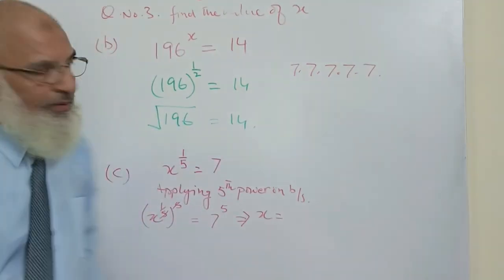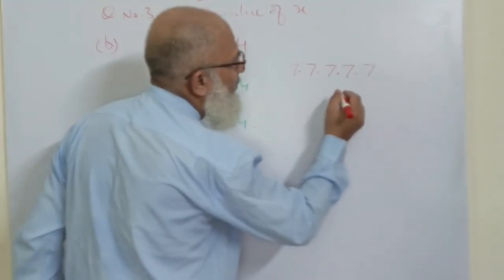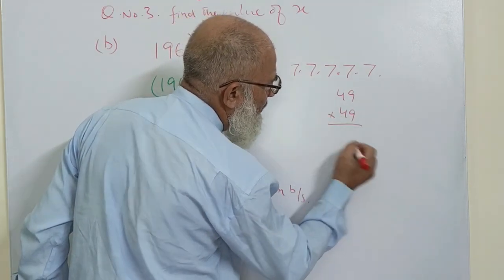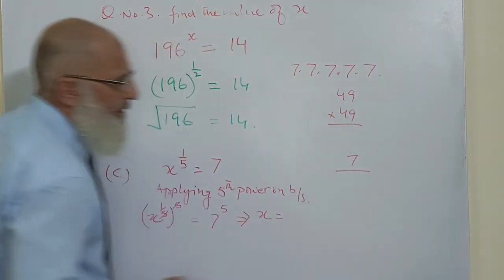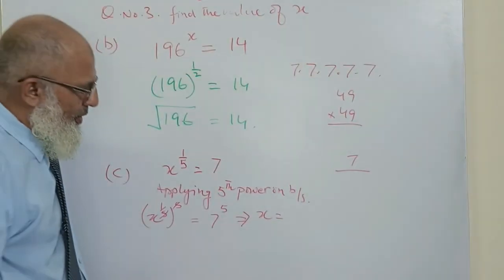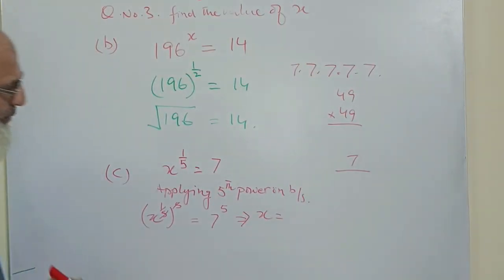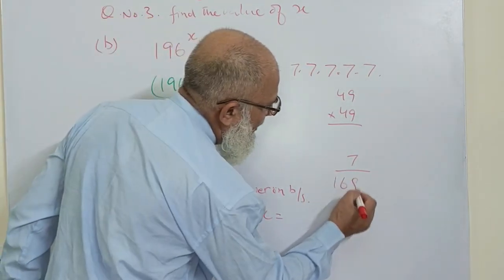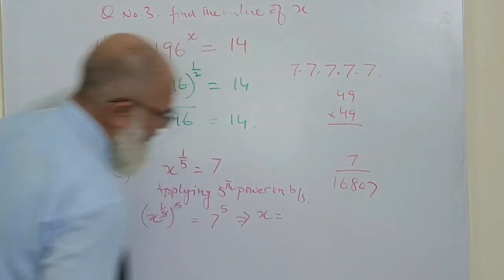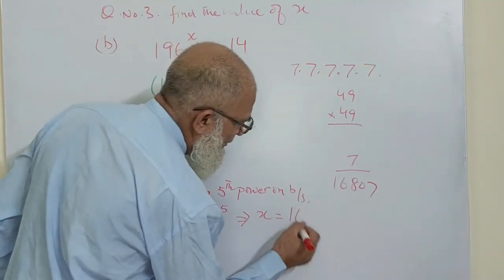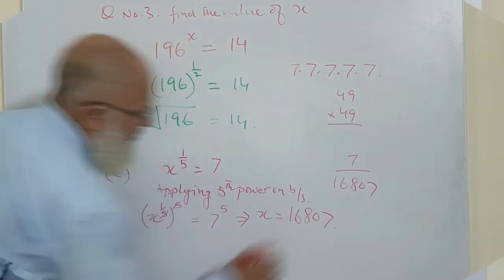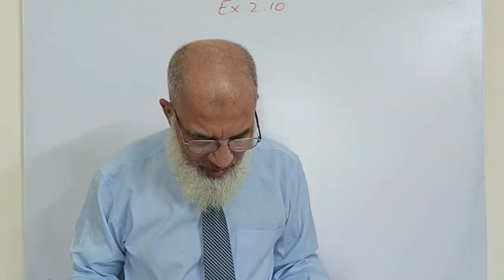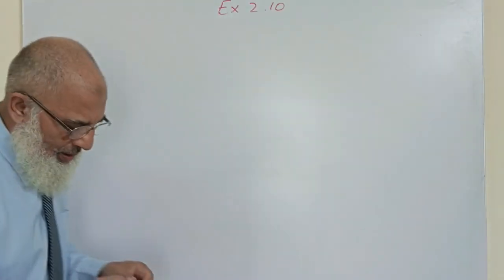49, 49 and 7. So you have to multiply 49 with 49, and whatsoever will come over here, you will again multiply it by 7. So let me do it with calculator, and it will become 16807. Now it will become 16807.